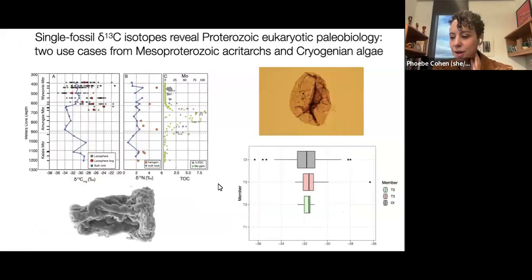And that's all I've got for today. I know that was kind of a fast talk, but hopefully that leaves us lots of time for questions. So two use cases of this single fossil carbon isotope data, one from the Mesoproterozoic and one from the Cryogenian-Ediacaran.